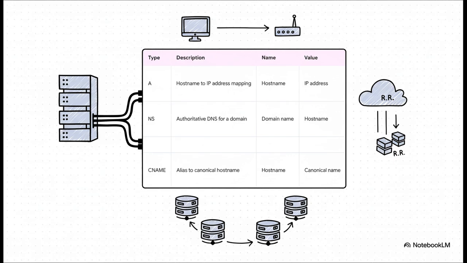Now, the information that gets passed back and forth between all these servers comes in a specific format. They're called resource records. You can just think of them as the actual lines written in that giant phone book. The most common one you'll hear about is the A record. That's a simple direct mapping of a name to an IP address. But there are other types too, like NS or CNAME records, which handle more complex stuff, like figuring out which server is the official one for a domain.